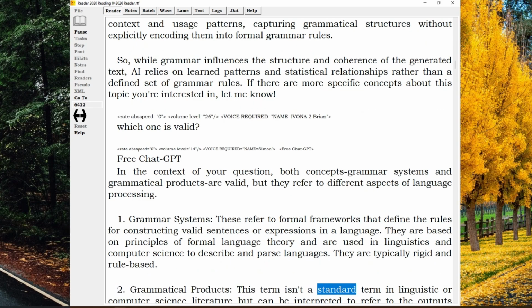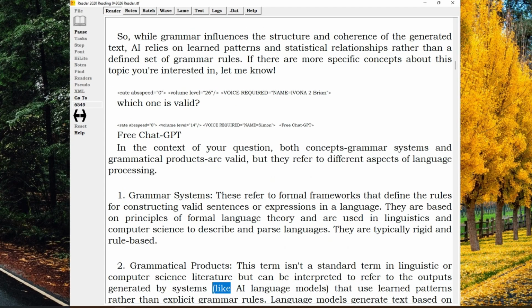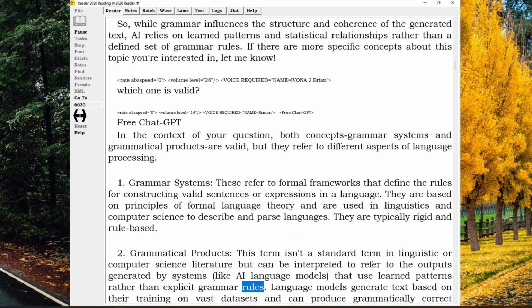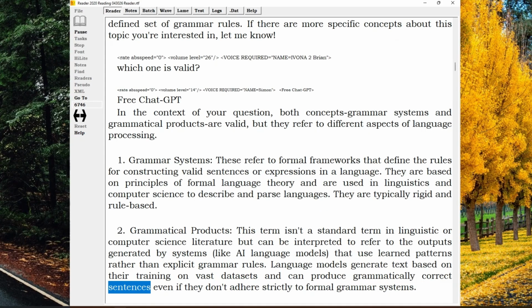This term isn't a standard term in linguistic or computer science literature, but can be interpreted to refer to the outputs generated by systems, like AI language models, that use learned patterns rather than explicit grammar rules. Language models generate text based on their training on vast datasets and can produce grammatically correct sentences even if they don't adhere strictly to formal grammar systems.